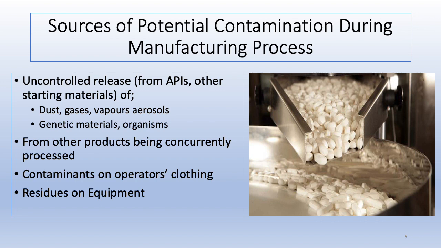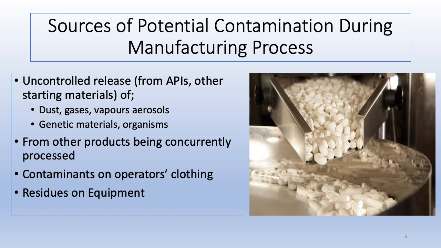But contamination could also occur if you've got two processes running concurrently. Two different drug products are being manufactured at the same time. And it is possible that, through perhaps human movement or some other physical issues, a contaminant, an API from one drug product can actually move onto the other one. And another source of contamination is contaminants from operators' clothing. They move from one batch to another room, etc., and then can actually introduce some contaminants.